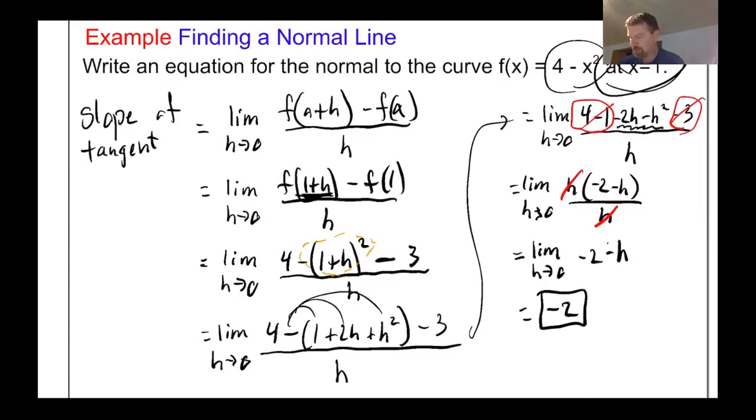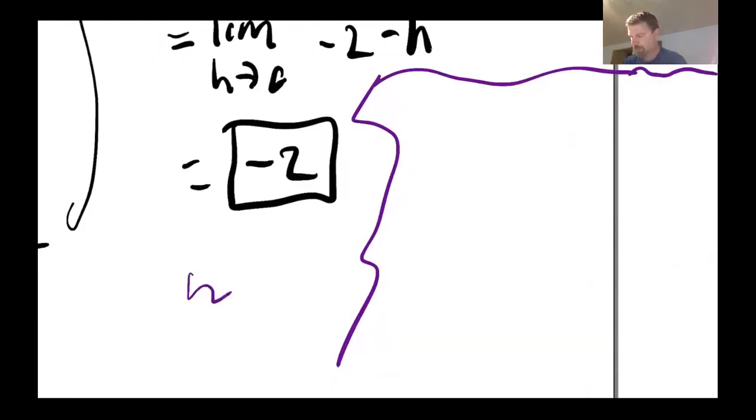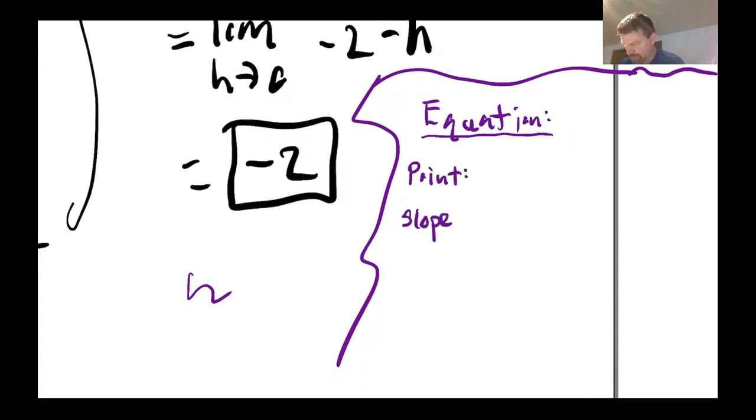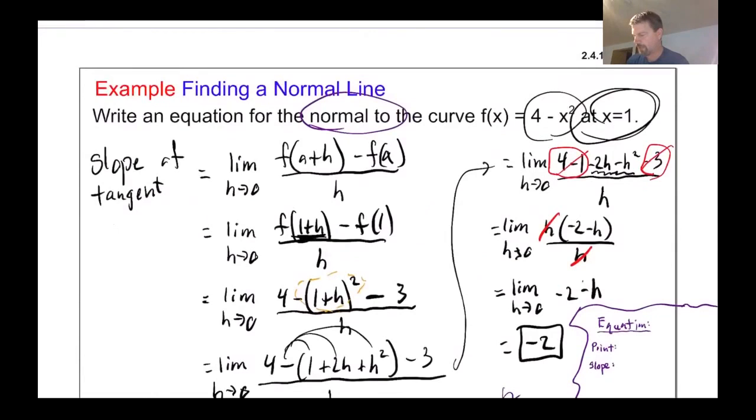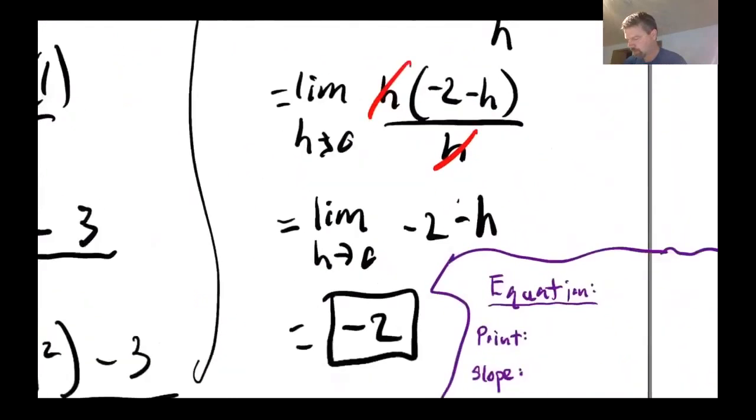The question was asking me to find the equation of the normal line. Well, the equation of the normal line is going to be the exact same as the tangent line, except it's going to have an opposite reciprocal slope, because perpendicular lines have opposite reciprocal slopes. Opposite means opposite sign, reciprocal means flipped fraction. Anytime I want the equation of a line, I need two things: a point and a slope. The point, let's look back. I was trying to find it at x equals 1, so it's going to be 1 comma something. My point is going to be 1 comma something.